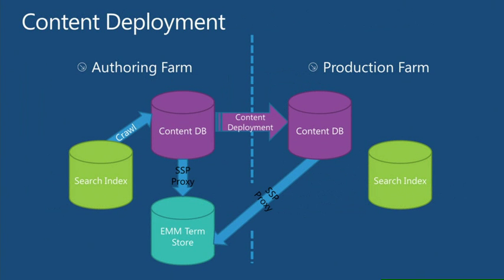So this is just another architecture diagram which basically shows that we've got an authoring farm, and content deployment is responsible for pushing content to the production farm. And we've got search in each farm, and we're leveraging the managed metadata service, that should say, using publishing there. Now, this actually isn't that common because this assumes that our authoring farm and our production farm are in the same organization.